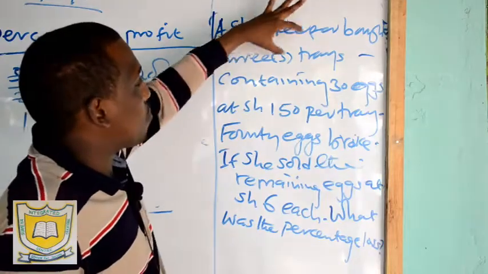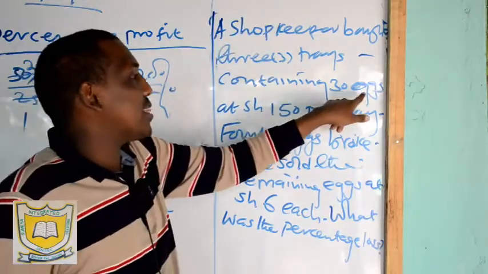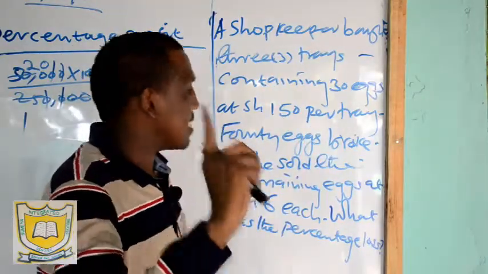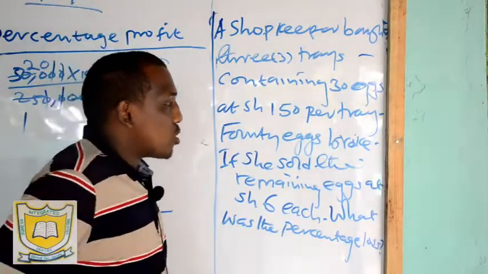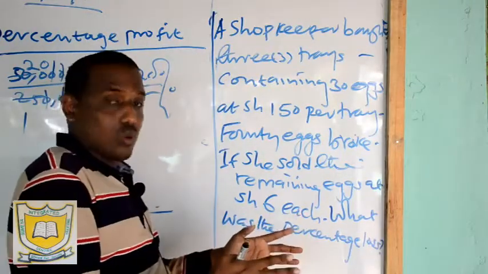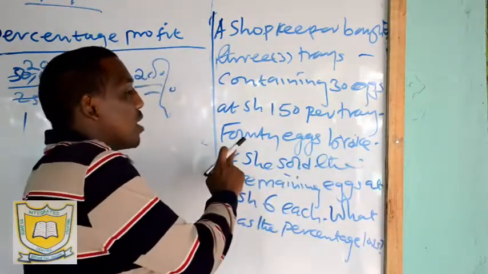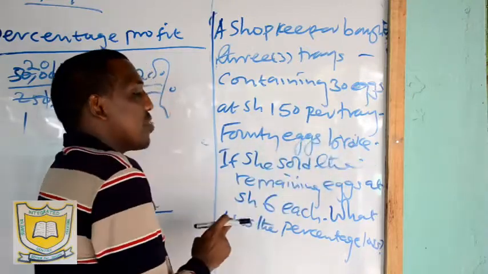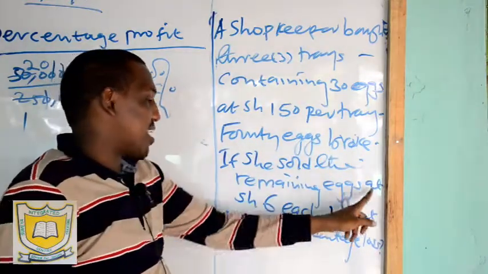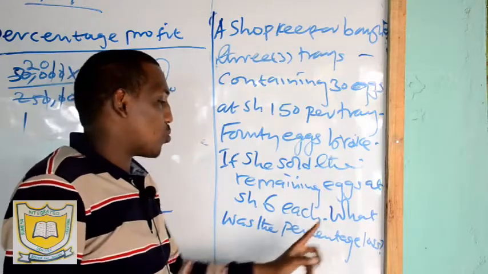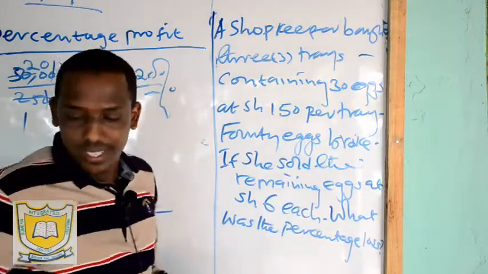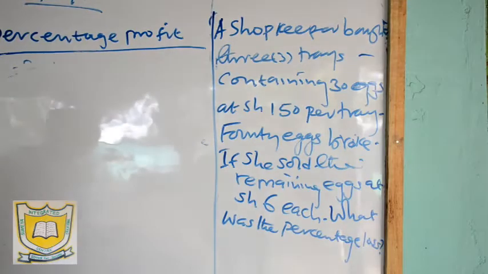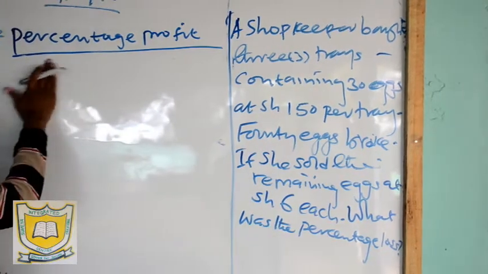So you are told a shopkeeper bought 3 trays containing 30 eggs at shillings 150 per tray, not per egg, per tray. On his way home, 40 eggs broke, fortunately. Then, if she sold the remaining eggs at shillings 6 each, what was the percentage loss? So, let us get the percentage loss.